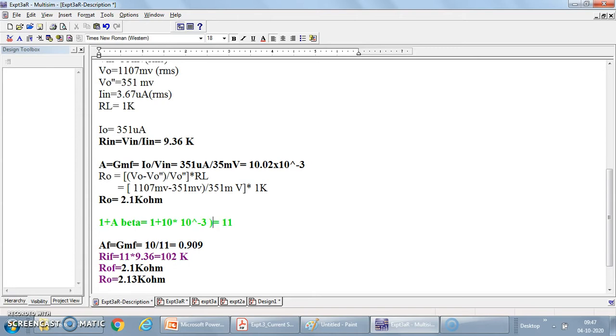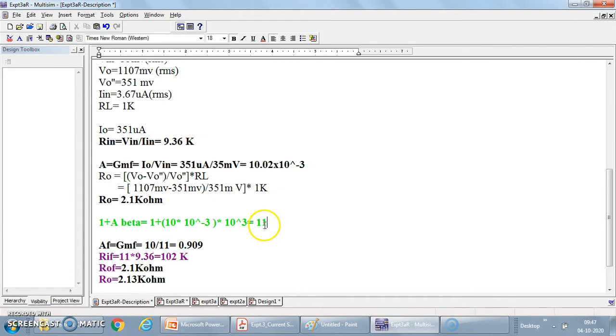This is related to the A parameter, and the beta parameter is 10 raised to 3, which is multiplied by 10 to the power of plus 3. So minus 3 plus 3 will cancel, and that's why I have just written 1 plus 10. So this works out to be equal to 11.